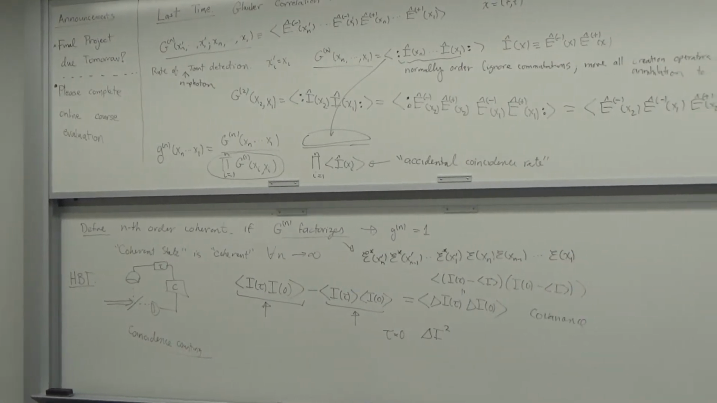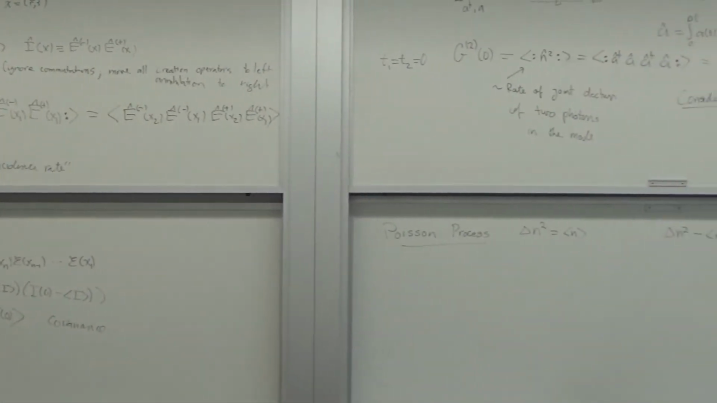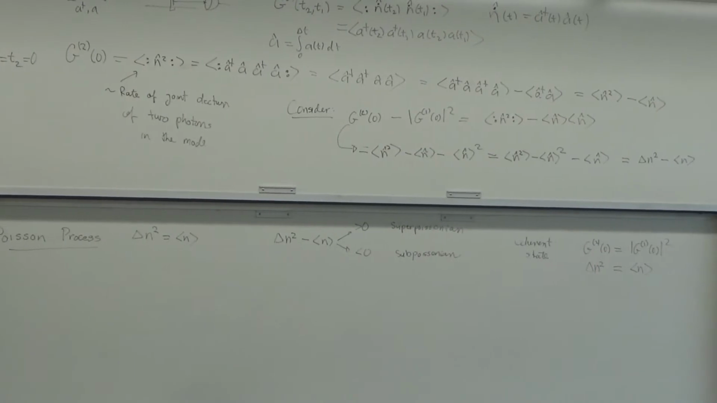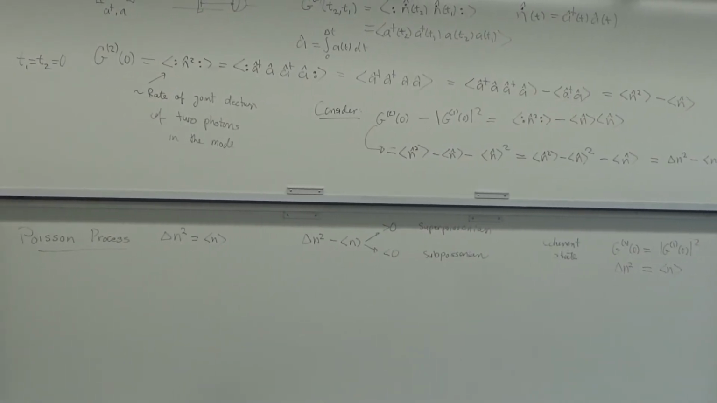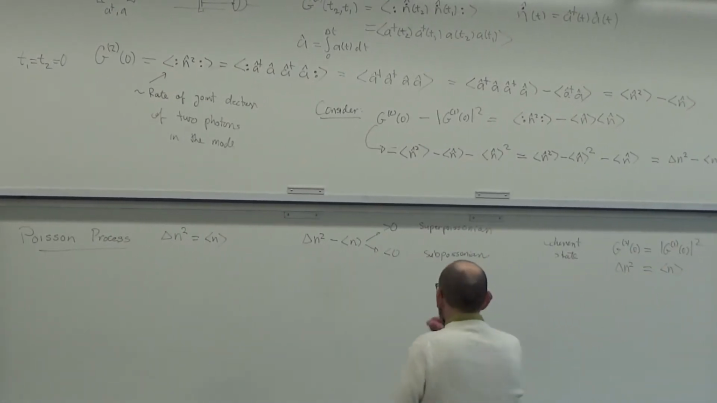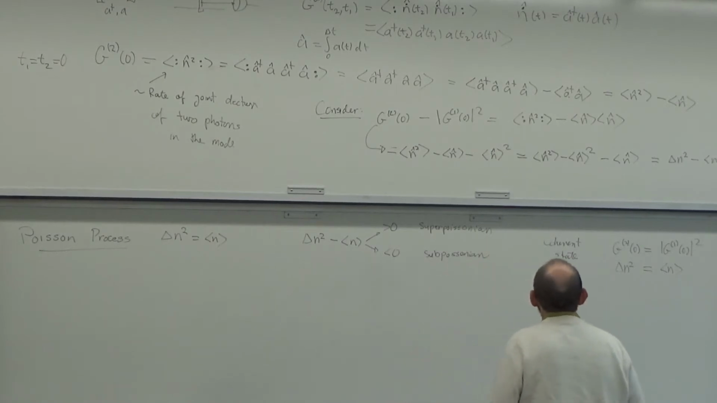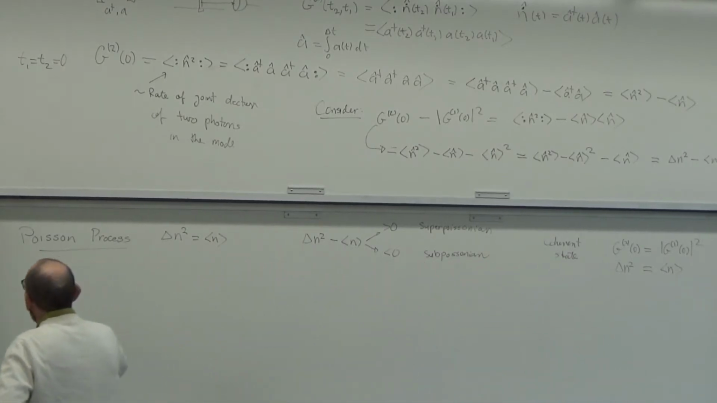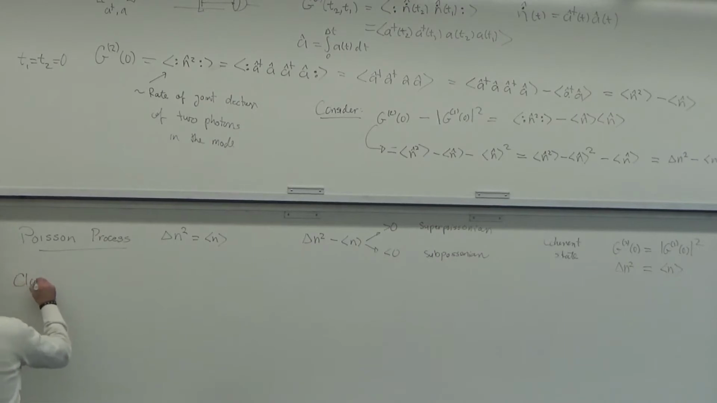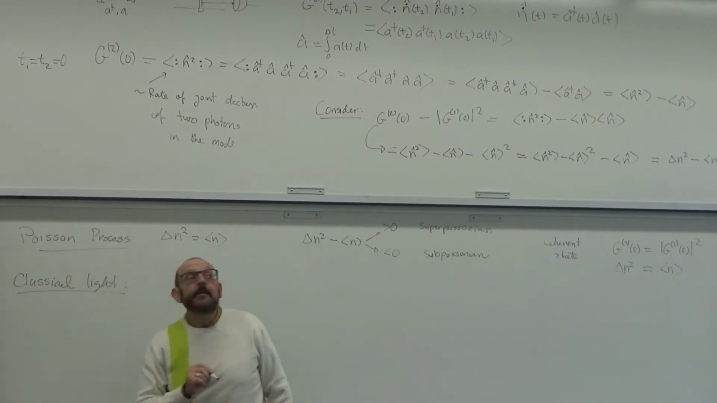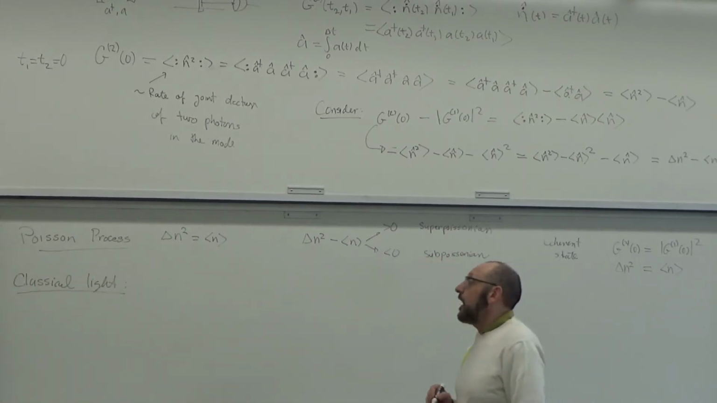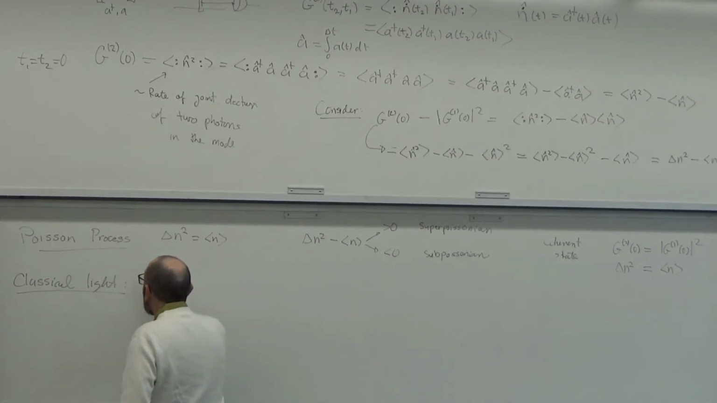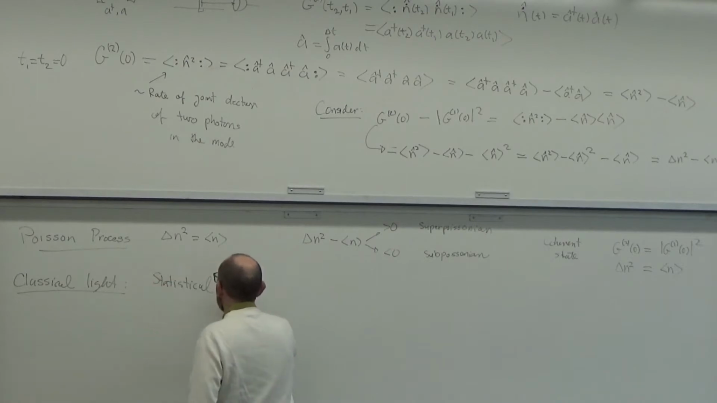Okay? Now, let's think about this from the point of view of what we would say if we have classical light. Classical light is the set of quantum states which I think about as a statistical mixture of coherent states. That's how we're defining it at the moment.